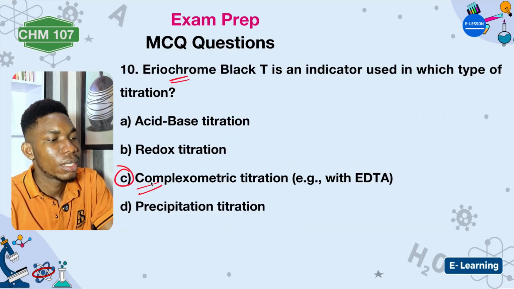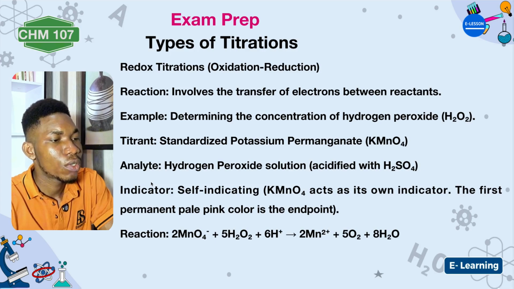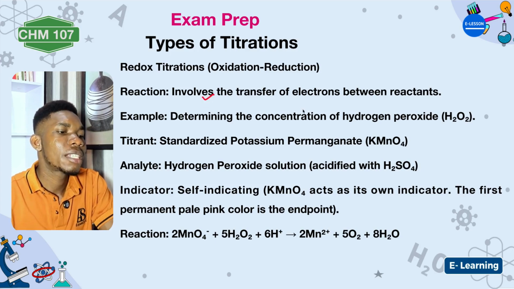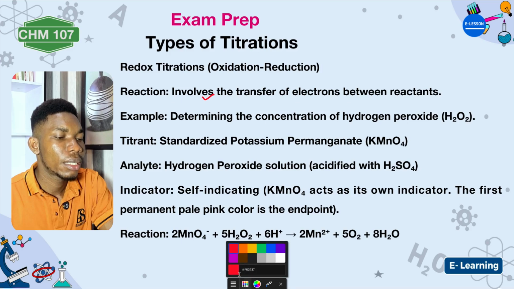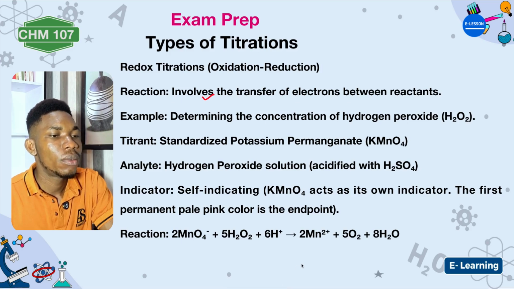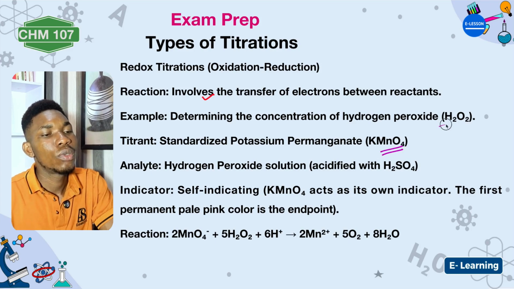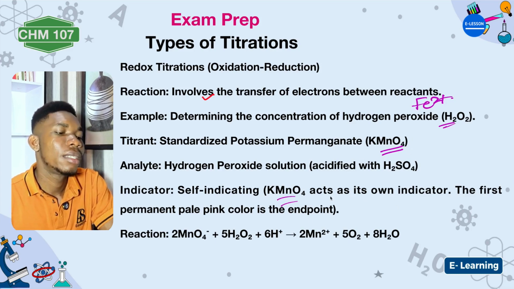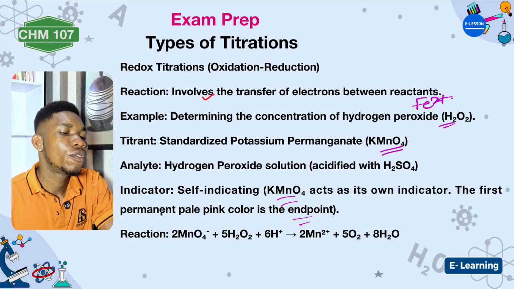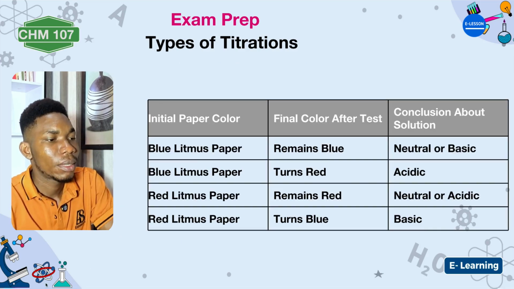Under types of titration, I actually discussed redox titration earlier, but let's just go through it again. Redox titration, oxidation reduction, involves the transfer of electrons between reactants. Example: determining the concentration of hydrogen peroxide, where the titrant used is standard potassium permanganate. It could also be the concentration of iron. Hydrogen peroxide is acidified, with potassium permanganate as a self-indicator. The first permanent pale pink is the end point, changing from purple to pale pink. So basically, we looked at this before.